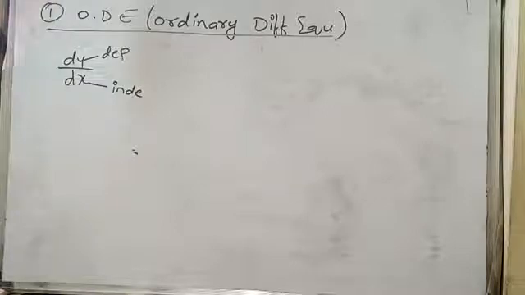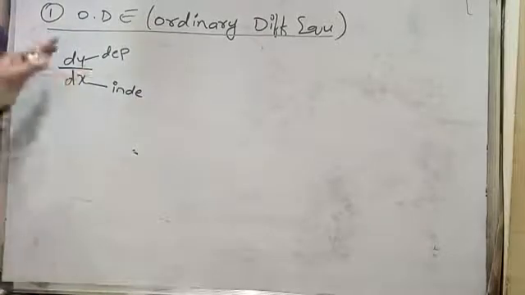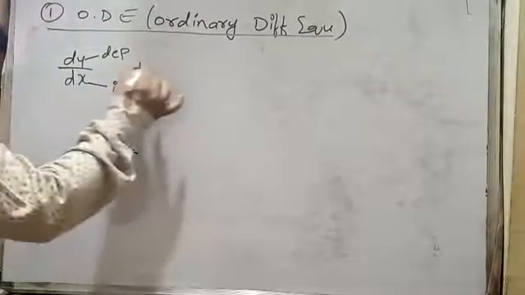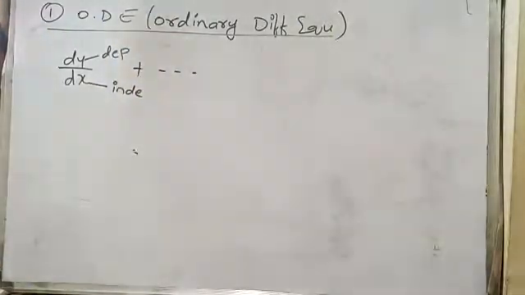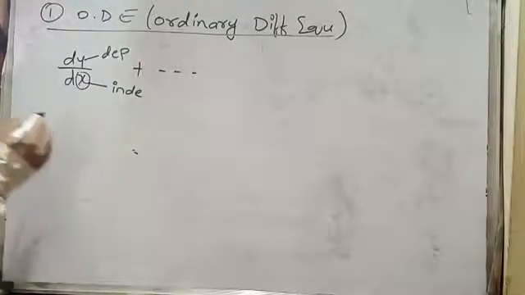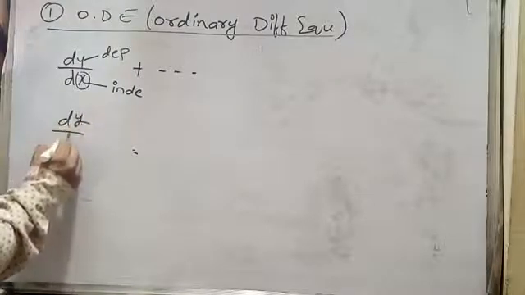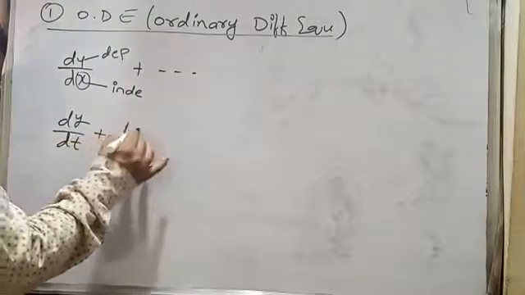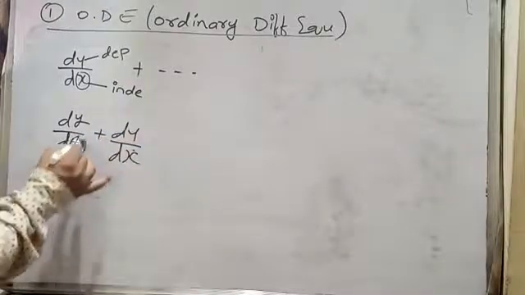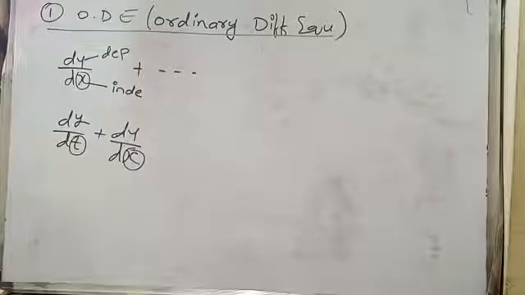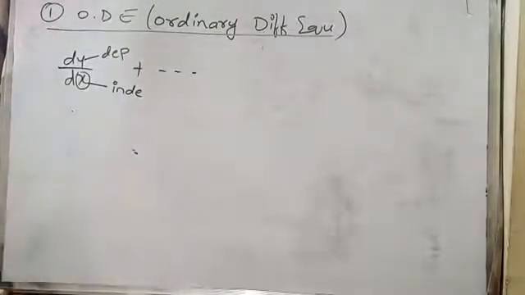Okay. And a differential equation which has only one independent variable. That means x is the independent variable, it should be only one, two should not be there. How so? Suppose I have dy by dt and also y with respect to x. Here you can see there are two independent variables. It should not be there. Only one independent variable should be there. That is the first thing.